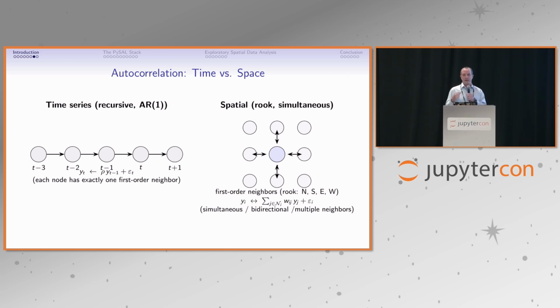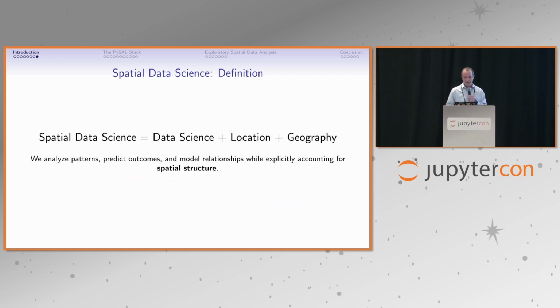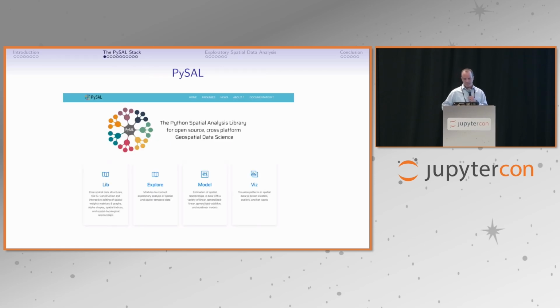And you have one first-order neighbor in time, whereas in space, the interactions are simultaneous, particularly if we aggregate over time. And you have multiple neighbors. So it's a much more complex type of dependence. So spatial data science, which is what we've been doing all the time, we just now call it spatial data science, is trying to build the spatial structure into these social science models. We're trying to analyze patterns, discover the unexpected, predict outcomes, and build models of the processes that we think are responsible for the way the world is.